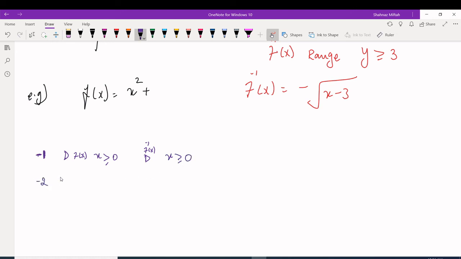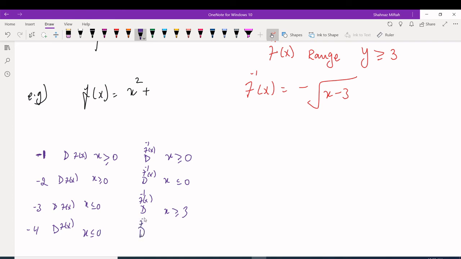Second option, you have the domain of f of x is x greater or equal 0 and the domain of the inverse function is x less or equal 0. Third option, the domain of f of x is x less or equal 0. The domain of the inverse function is x greater or equal 3. Number 4, the domain of f of x is x less or equal 0. The domain of f inverse x is x less or equal 3.